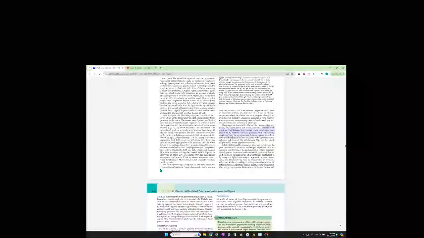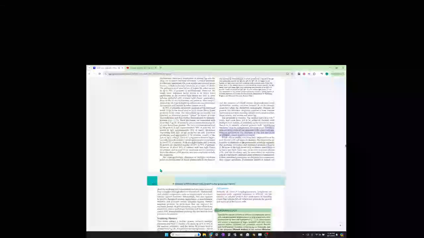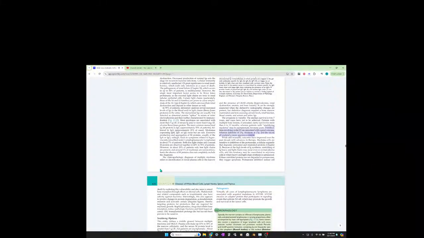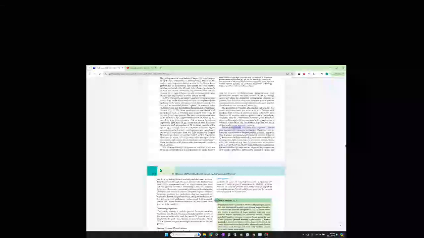Patients with multiple bony lesions, if untreated, rarely survive for more than 6 to 12 months, whereas patients with smoldering myeloma may be asymptomatic for many years. Translocations involving cyclin D1 are associated with a good outcome, whereas deletions of 13q, deletions of 17p, and the T all portend a more aggressive course. While still incurable, outcomes have improved over the past decade with advances in therapy.